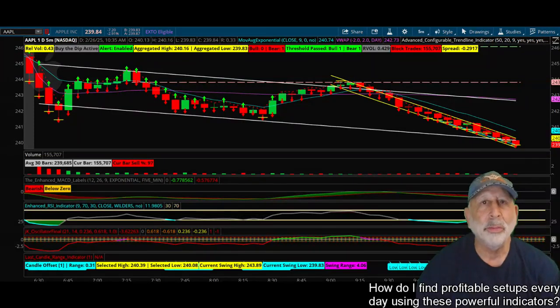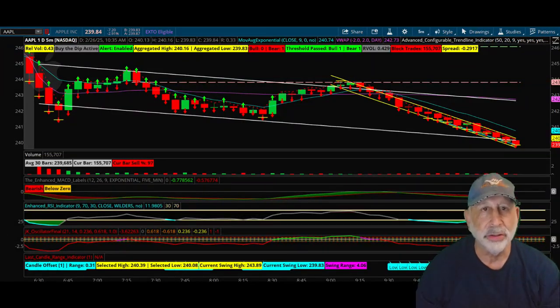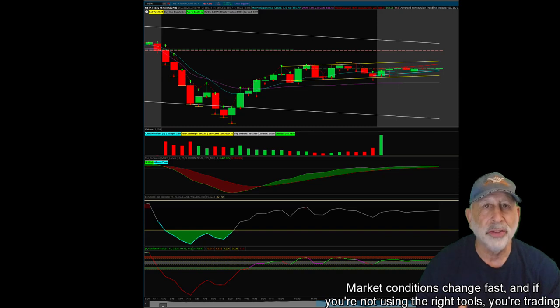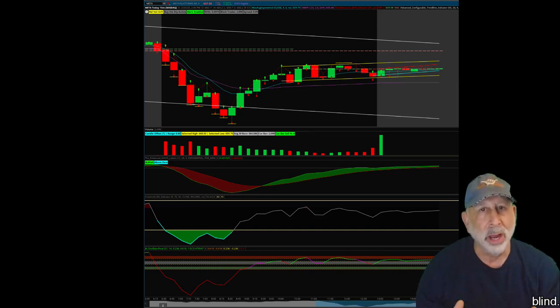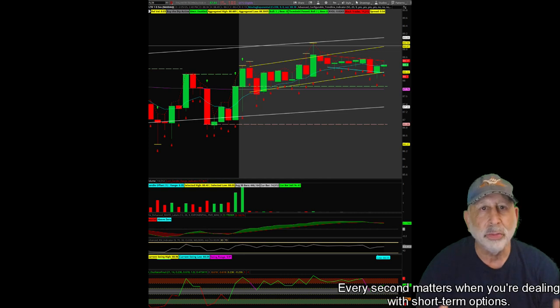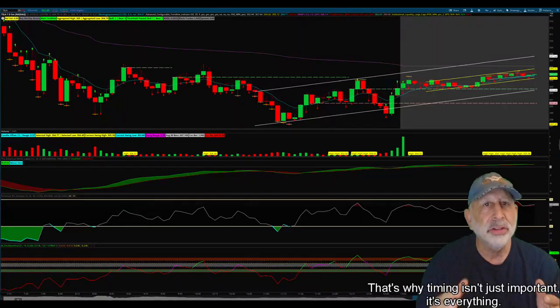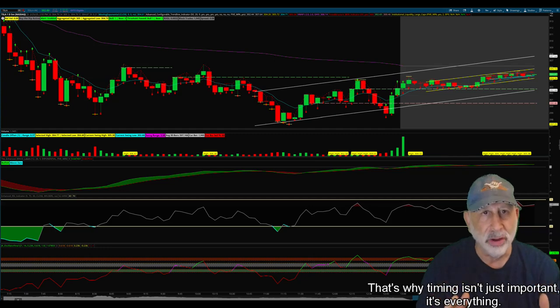How do I find profitable setups every day using these powerful indicators? Market conditions change fast, and if you're not using the right tools, you're trading blind. Every second matters when you're dealing with short-term options. That's why timing isn't just important, it's everything.